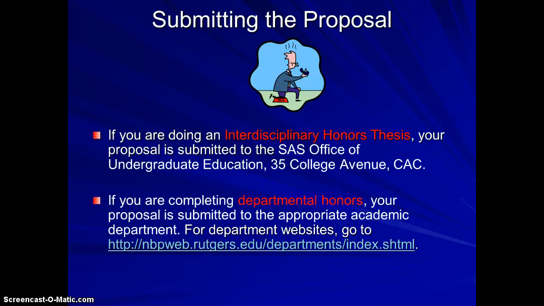Finally, when you are ready to submit your proposal, you can go ahead and submit an IHT, an Interdisciplinary Honors Thesis, right to the SAS Office of Undergraduate Education located at 35 College Avenue. If you are completing departmental honors, your proposal is submitted to the appropriate academic department. For a list of all the academic departments, please visit the website noted here at the bottom of your screen.